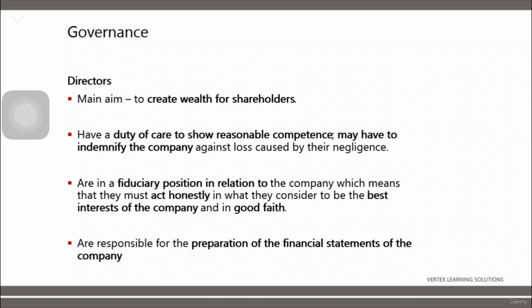Actually, if you see these 4 points which we have mentioned, it is a very big possibility that one of them will be checked in the exam. So you should remember that directors have a responsibility of preparing financial statements. The directors have a responsibility to act honestly in the best interest of the business and with good faith, and they have to exercise the duty of care. Otherwise, they have to indemnify the company.